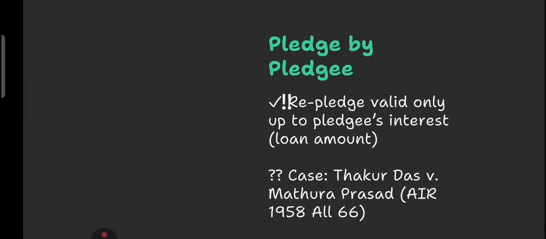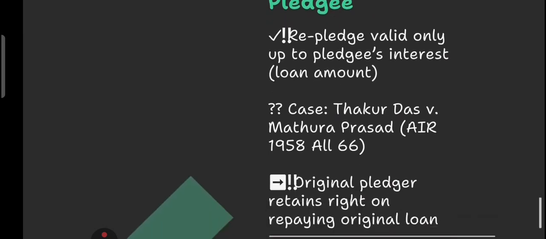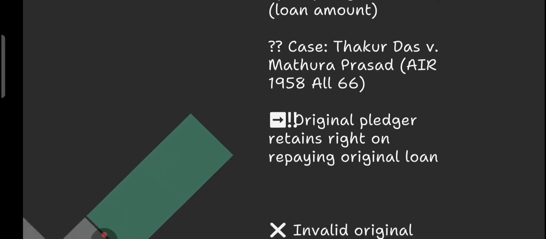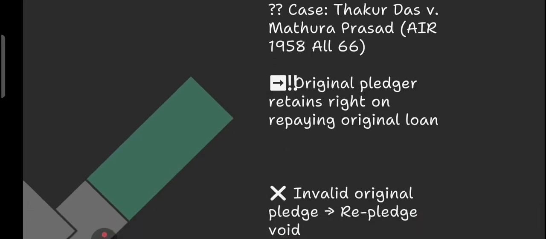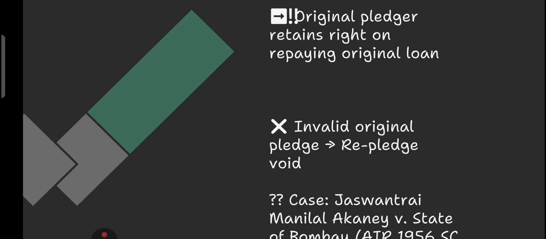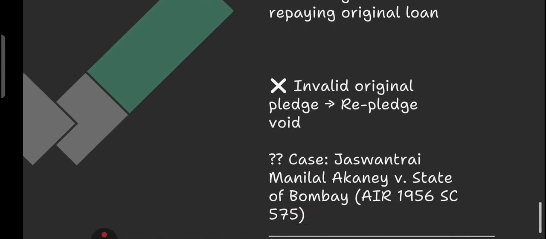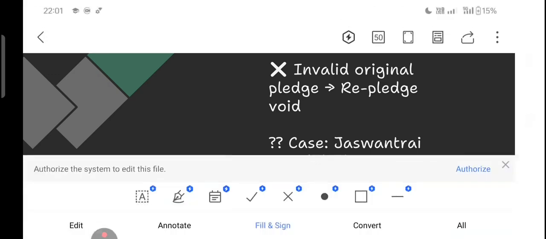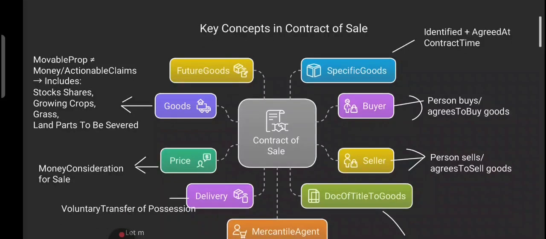When the pledgee repledges the property, it is valid only to the extent of the pledgee's interest. For example, in the case of Thakur Das versus Mathura Prasad, the court ruled that the original pledger retained the right to the property upon repayment of the original loan. However, if the original pledge is invalid, then the repledge itself becomes void. This was illustrated by the Jaswant Rai Manilal Akhaney versus State of Bombay case, where an invalid pledge invalidated the repledge as well.